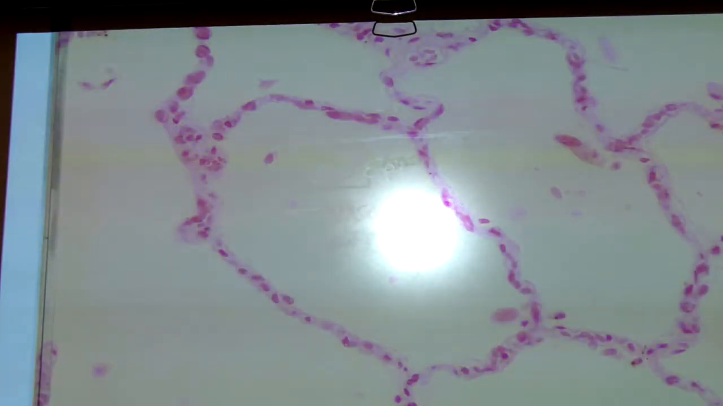We got a new projector, and I don't think it shows as well. We'll just have to live with this yellowing. All right. A little bit better view here.